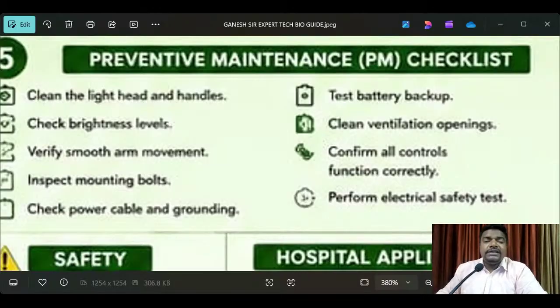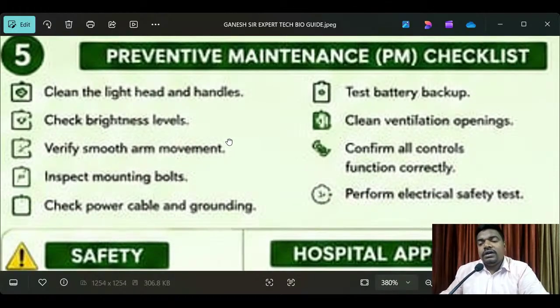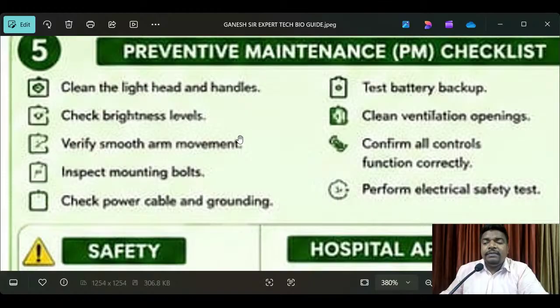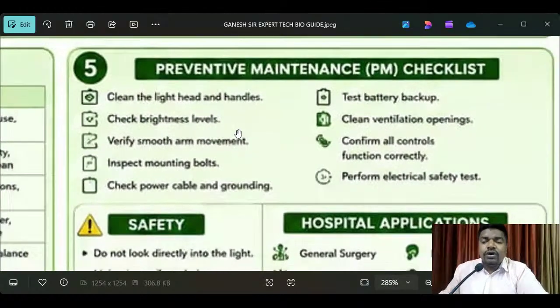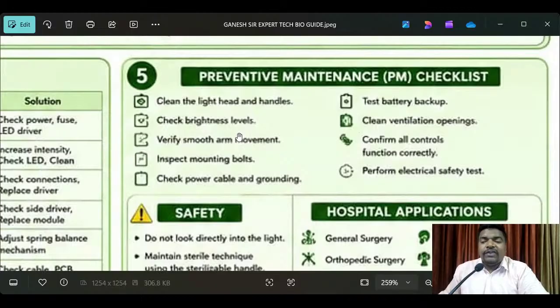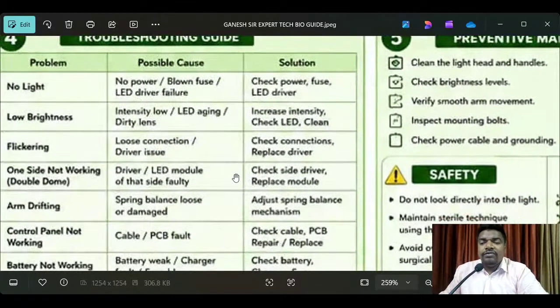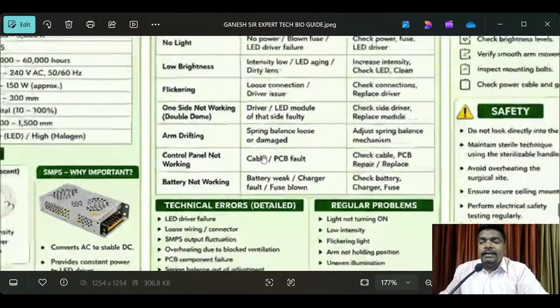Because many operations are waiting. If you don't mention it and directly enter the OT and start the work, suddenly they will scold you, they may even throw you out. So that's why the patient is very, very important. It is a restricted area, so for everything we have to take permission and then go to repair the equipment, right? I hope you got it very clearly now. Fifth point completed.